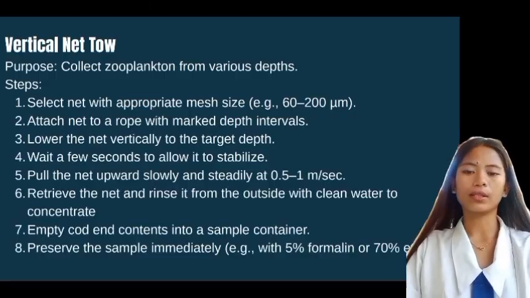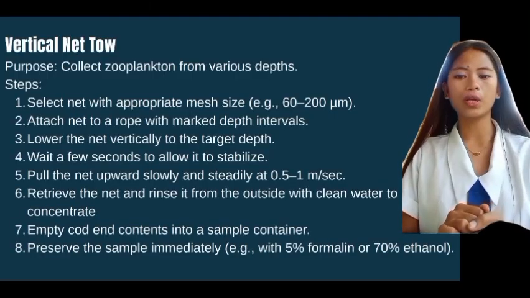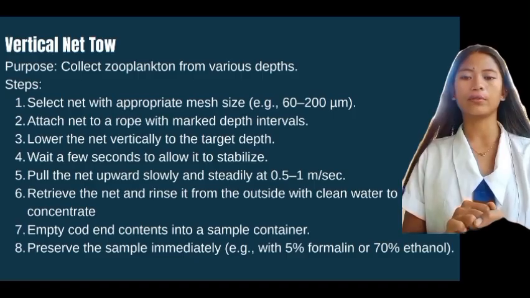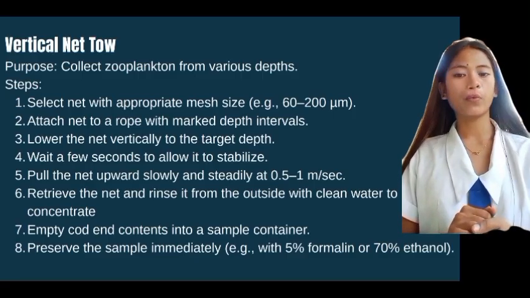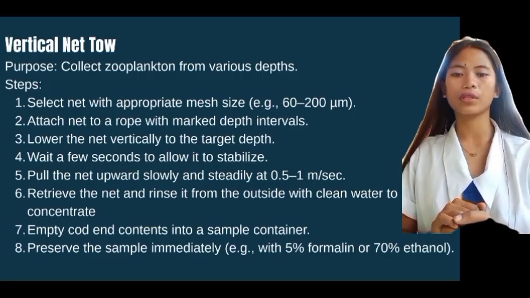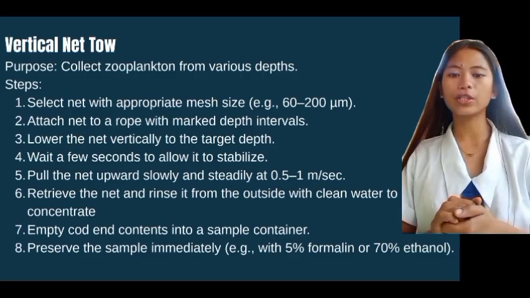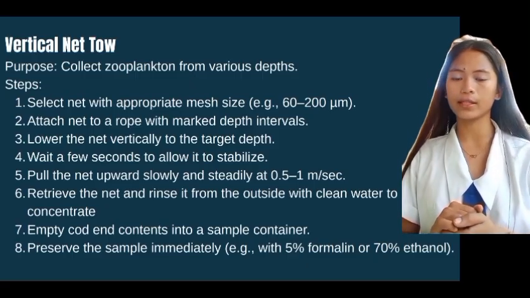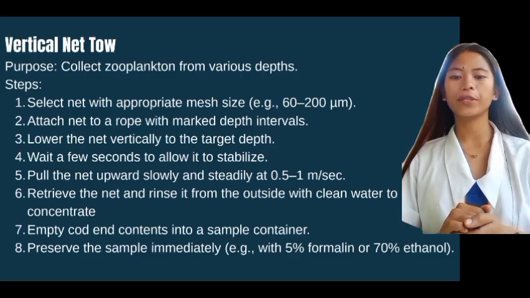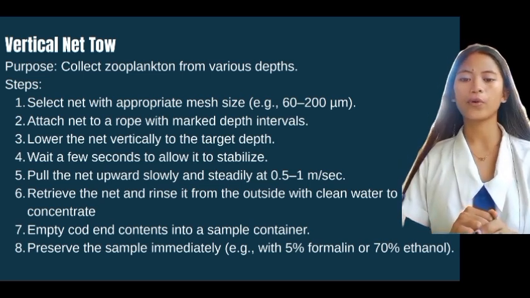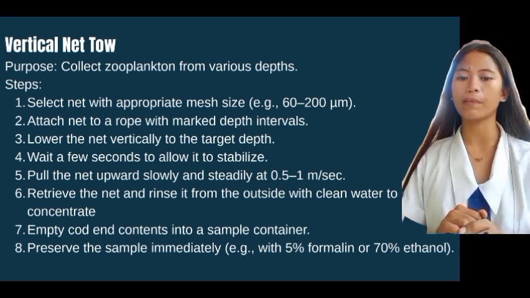Zooplankton collection methods. We have the vertical net tow. We have 8 steps to collect a vertical net tow. Step 1. Select a net with appropriate mesh size. Step 2. Attach the net to a rope with marked depth intervals. Step 3. Lower the net vertically to the target depth. Step 4. Wait a few seconds to allow it to stabilize.